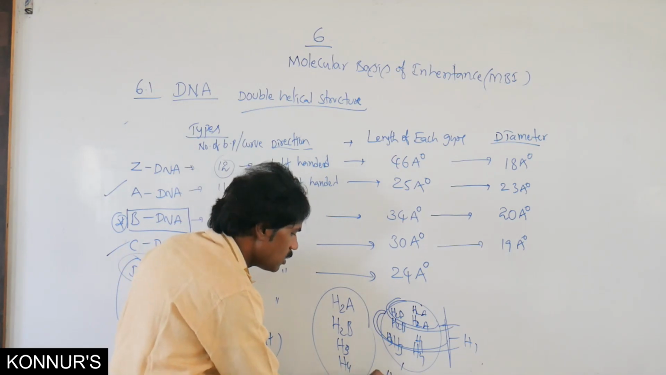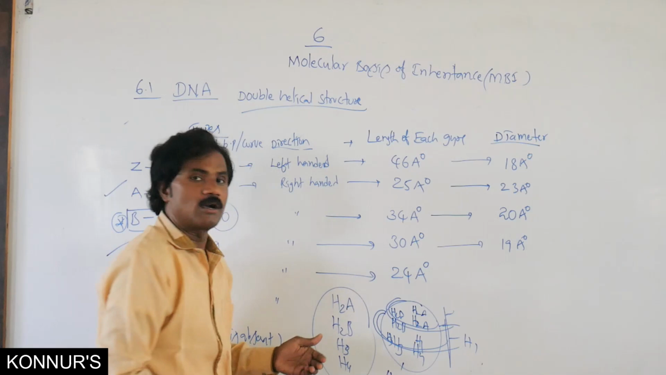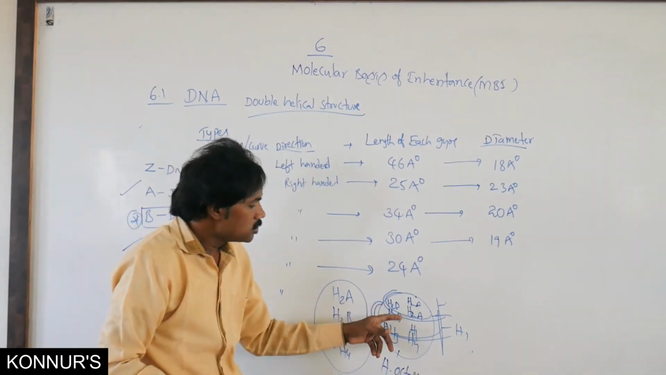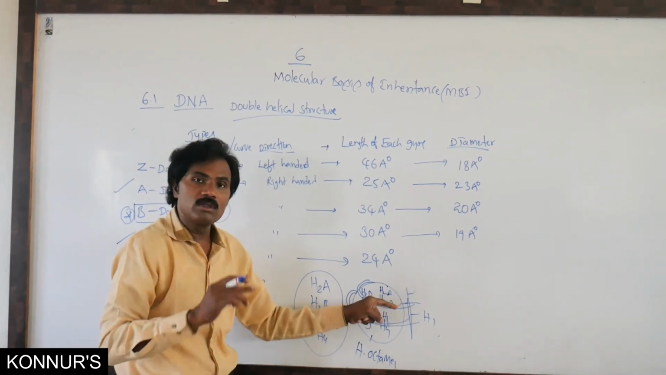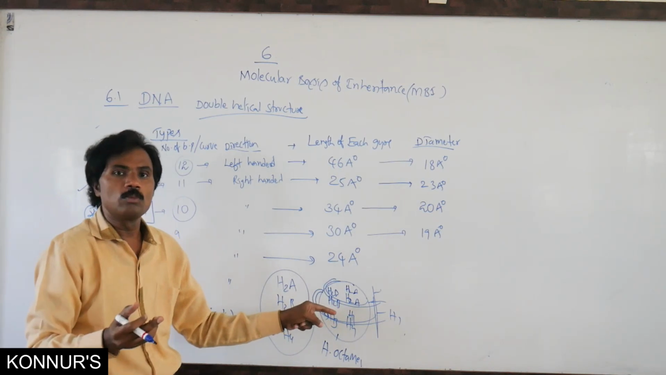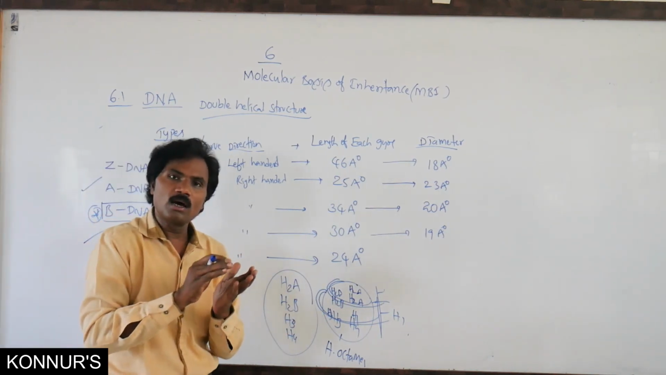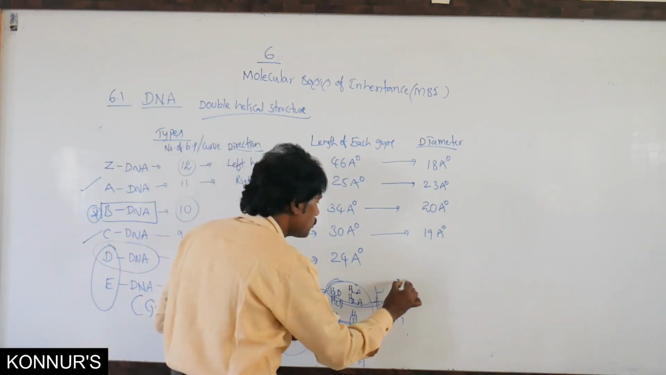This is the histone octamer. This is H1 and all. Then histone along with the DNA strand, we call that a nucleosome. Histone proteins along with the DNA strand we call a nucleosome.